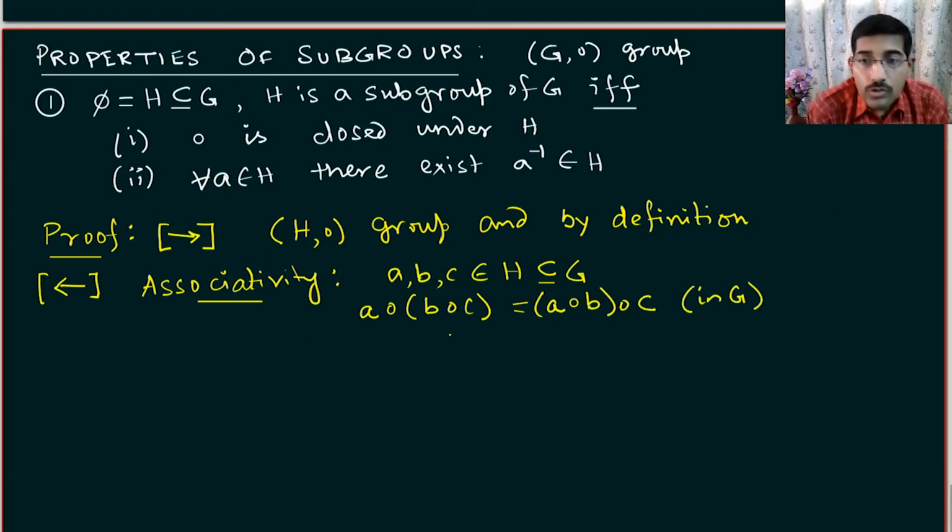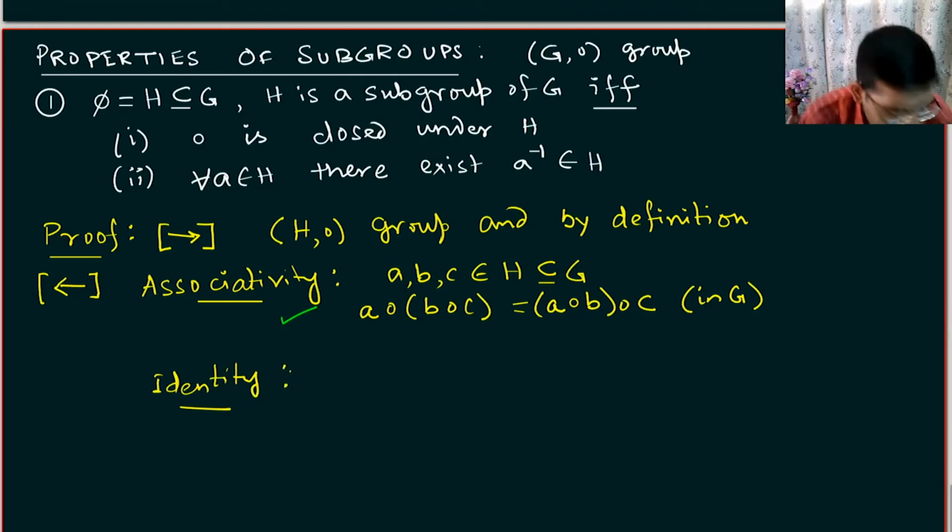So this also holds in H as well, because these are the elements from H. The operation holds and the operation is closed, because we assume that the operation is closed, so this also holds in H. This proves the associativity of H under operation O. The second thing is the identity element, the existence of identity. So let us see how the identity element can be done.